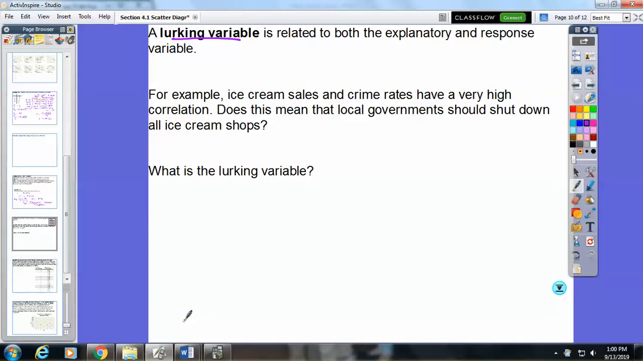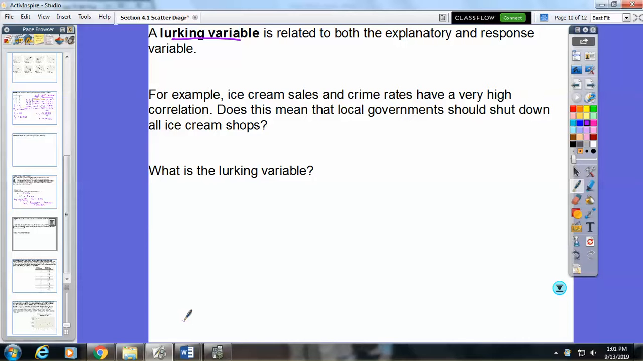I just wanted to touch on what a lurking variable is. So the lurking variable is something that's related to both the explanatory and response variable, but maybe you weren't looking at to begin with. For example, ice cream sales and crime rates actually have a very high correlation. So does that mean that we should shut down the ice cream shops to help our crime rates? Correlation is not causation. Just because there's a relationship doesn't mean one's causing the other.